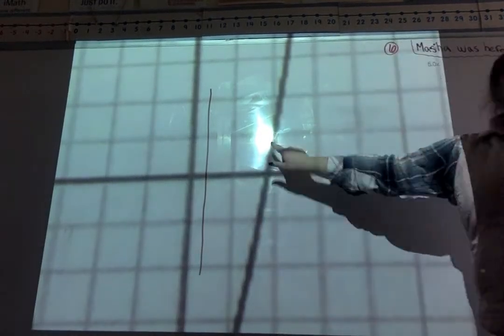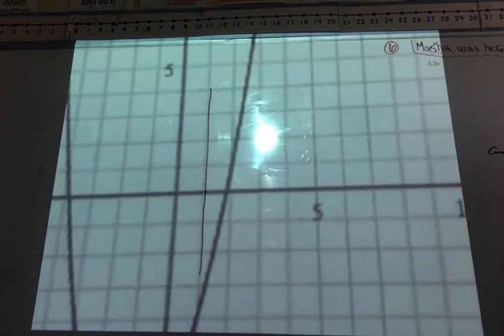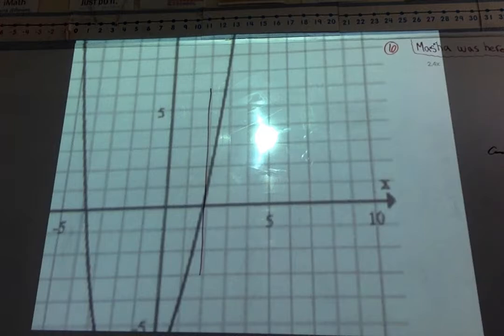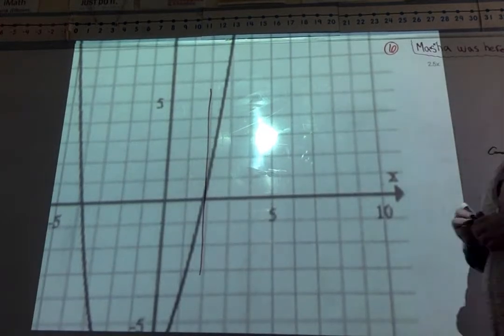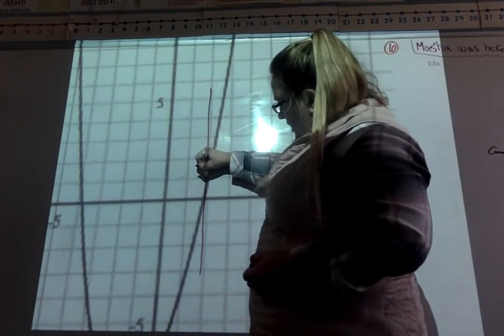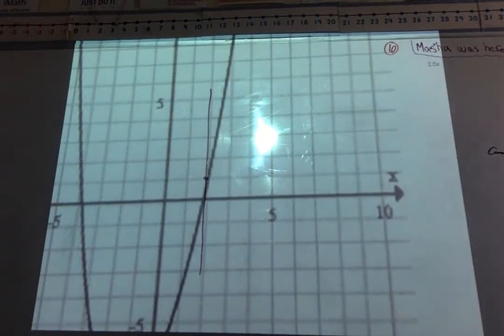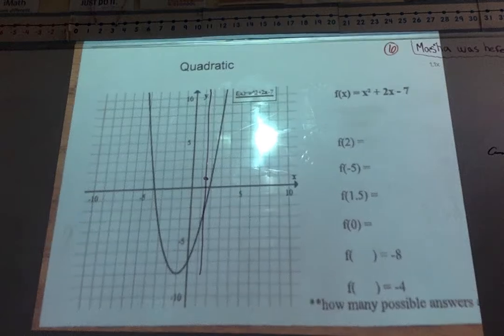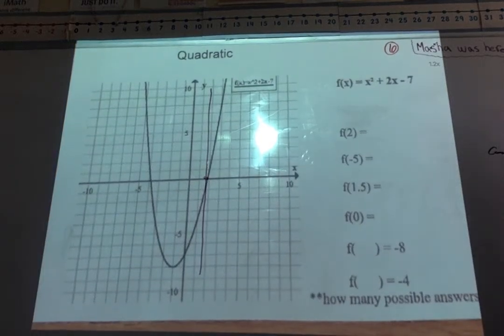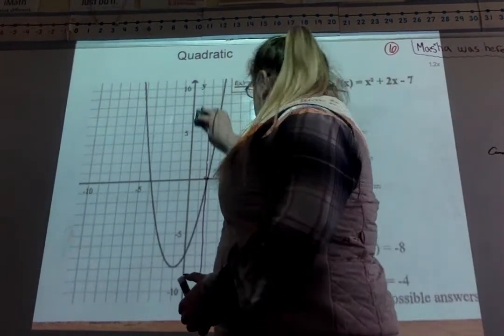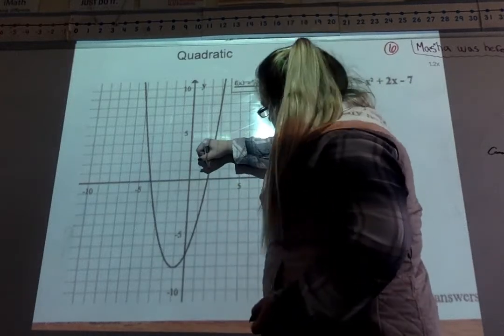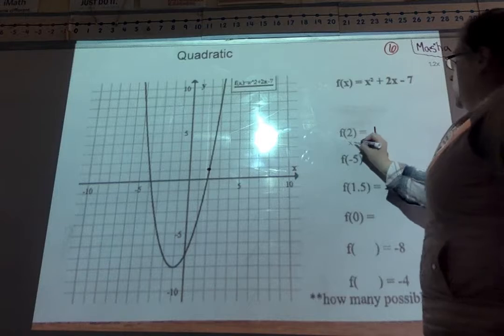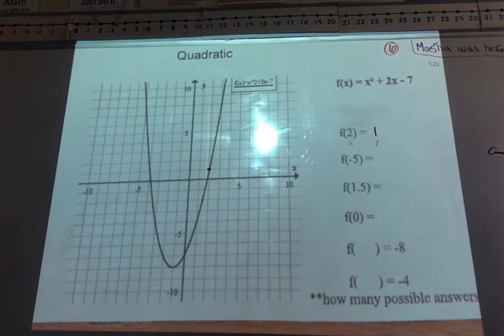So this point right here, if I minimize that, it's 1. Oh, I see it. What's your x? Your x is 2. Then you have to go up 1. Yep. Okay. So this right here is our point. So up 1. So when x equals 2, y equals 1.